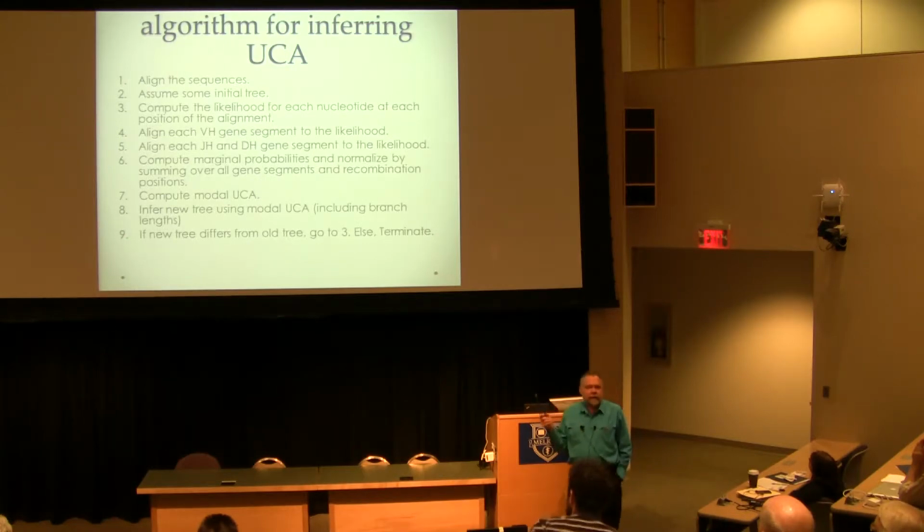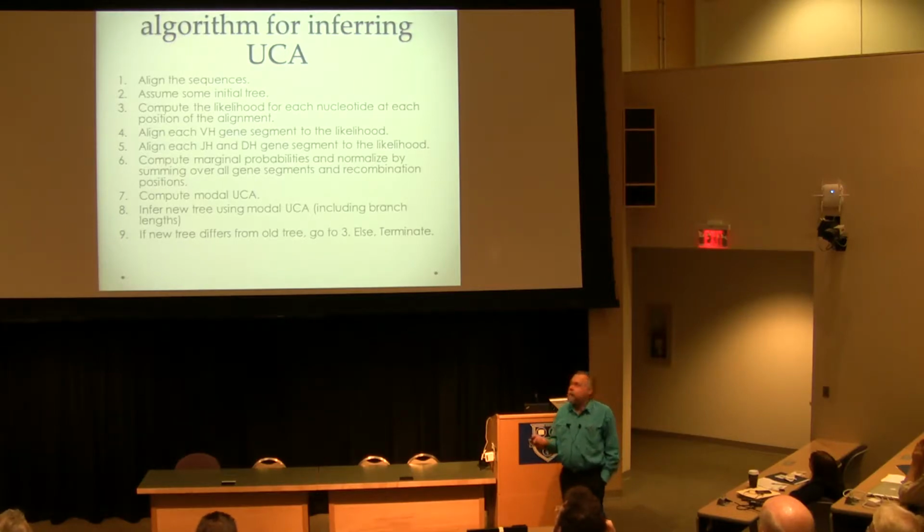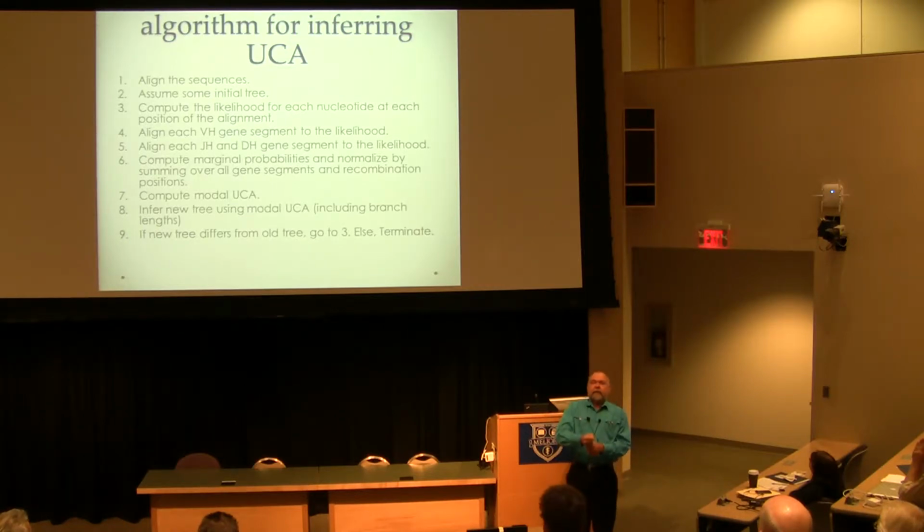And so here's the overall algorithm. We have to align the sequences. We assume some initial tree. It doesn't really matter what we assume to begin with. In fact, what we typically do is assume a palm tree. So there's the unmutated ancestor, then a trunk up to the common ancestor to all the observed antibodies, and then just a star out from there.